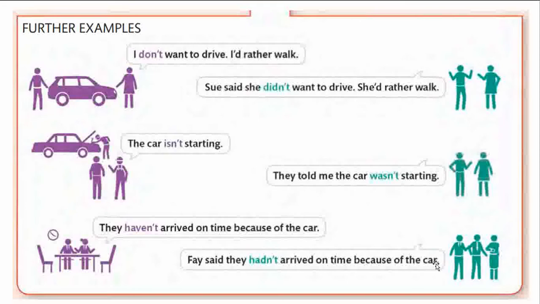Now let us look at the main verb. What is happening to the main verb? Want. Want. Auxiliary. What is happening to the infinitive? To drive. To drive. It remains the same. Starting. Starting. That remains the same. Arrived. Arrived. So the main verb is not touched at all.